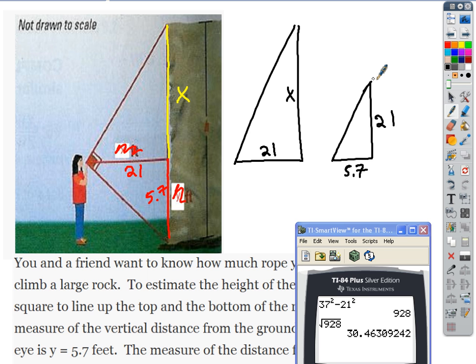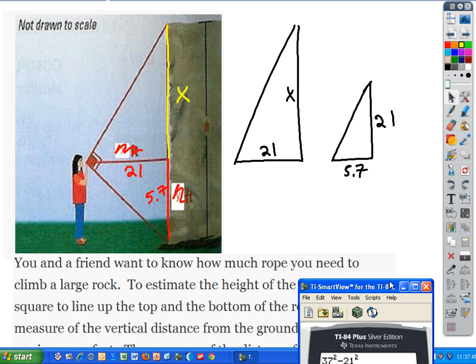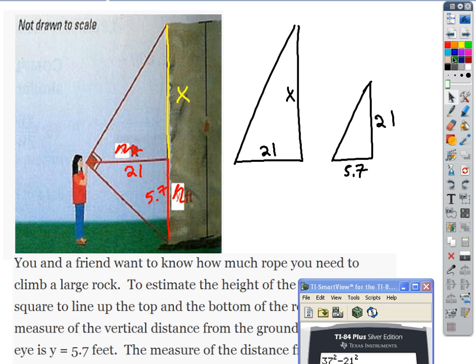And so what we want to do then is set up a similarity ratio, right? Small to big, 21 to x equals 5.7 to 21. Just cross multiply and solve for x. Okay, make sense? And then once I get x, what do I do? Add 5.7, because I want the whole height of the rock, right?